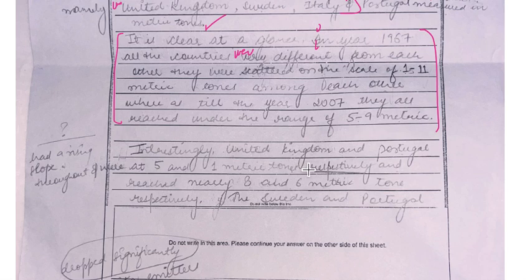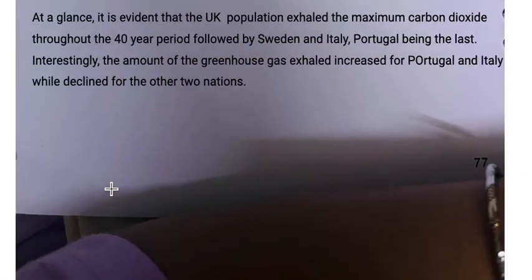Okay, interestingly, United Kingdom and Portugal had a rising slope. Slope we won't say. So had a rising slope.